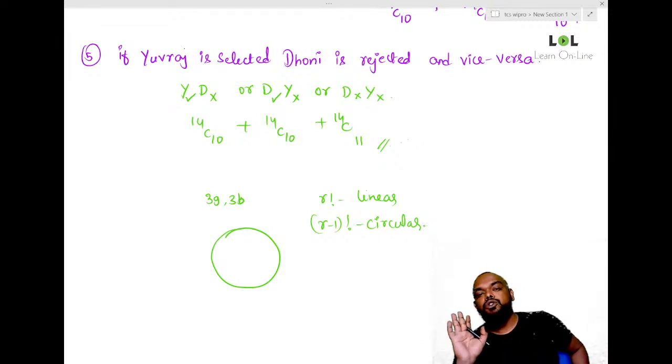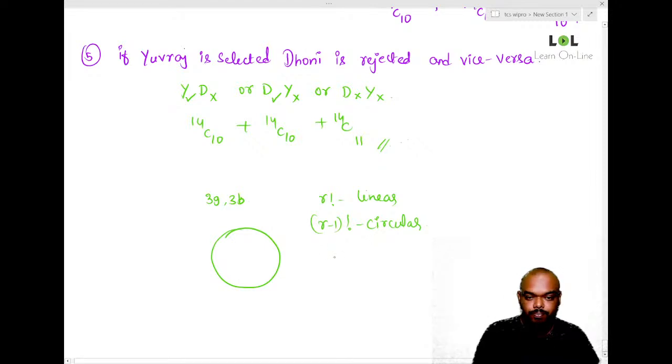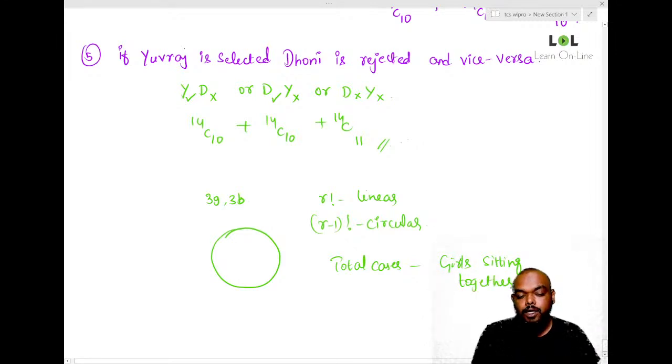Okay, you just do only one thing. Total cases minus girls sitting together. The answer is simple. Total cases minus girls sitting together. Separate out whichever cases all girls are sitting together. Total cases is what? 6 people are there, so we take 5 factorial.